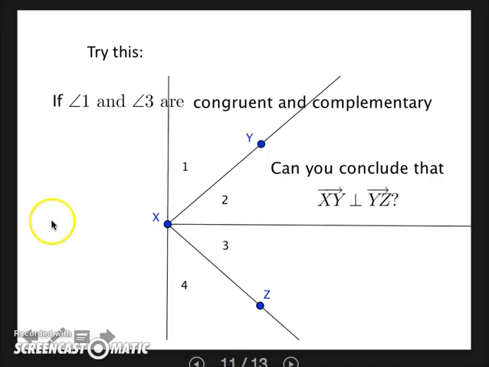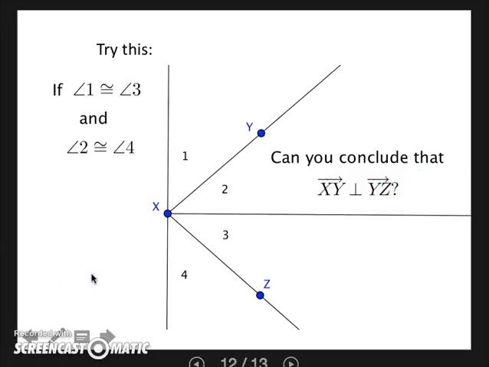Try this one. If angle 1 and angle 3 are congruent and complementary, can you conclude that ray XY is perpendicular to ray XZ? Try this one. If angle 1 is congruent to angle 3 and angle 2 is congruent to angle 4, can you conclude that ray XY is perpendicular to ray XZ?